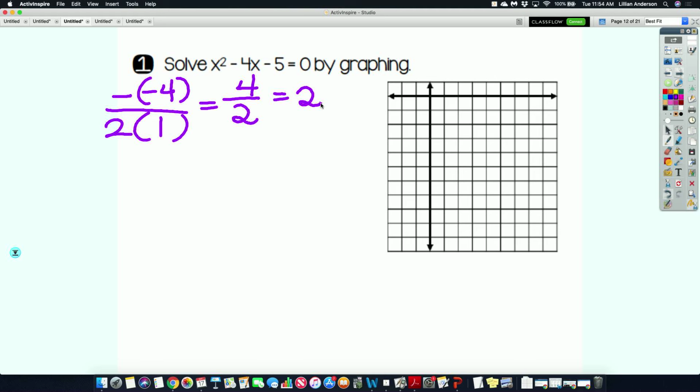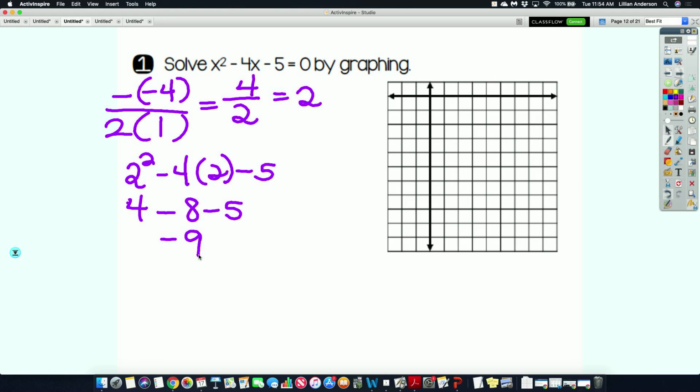Now how do I find the y coordinate of the vertex? You plug 2 back into the equation. 2 squared is 4, minus 4 times 2, which is 8, and you have a minus 5. So 4 minus 8 minus 5 is negative 9. So 2, negative 9 represents the vertex of this quadratic. Two, negative 9. Now we need the pattern.